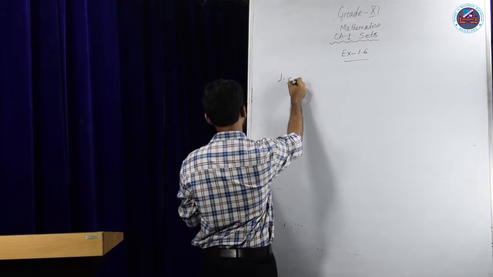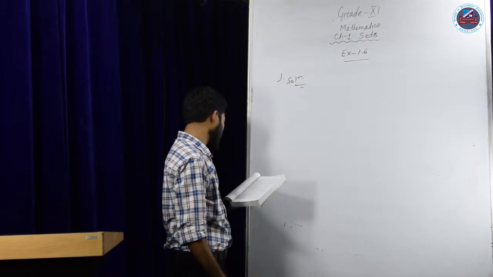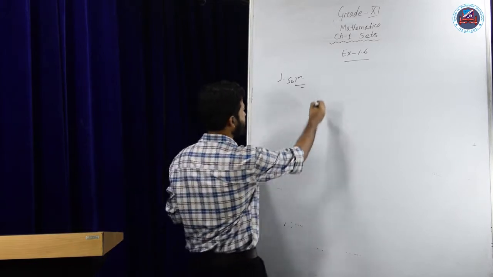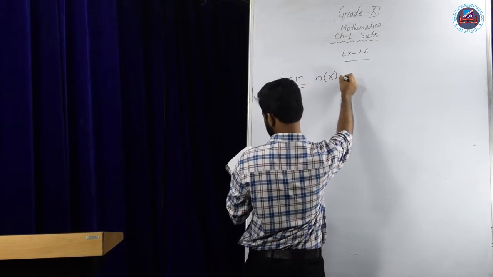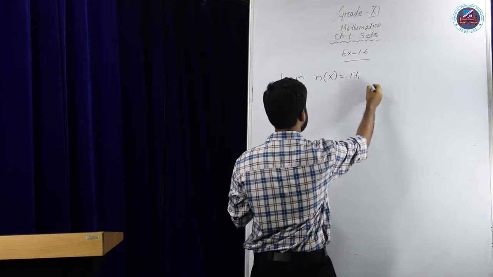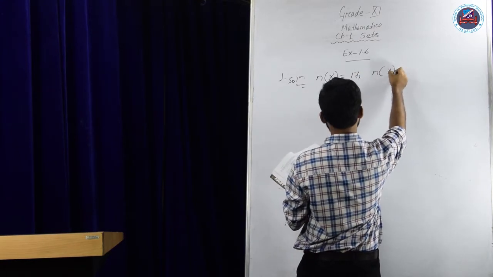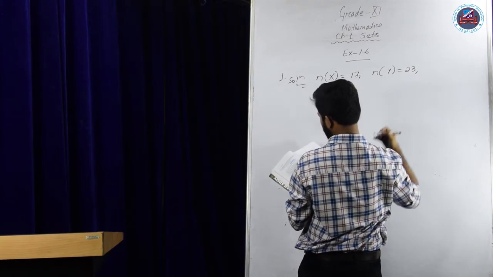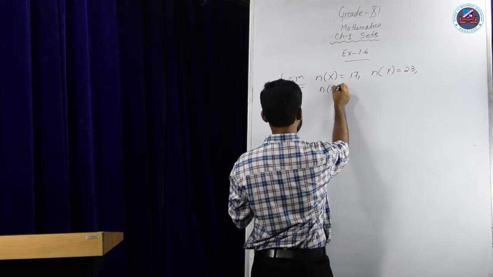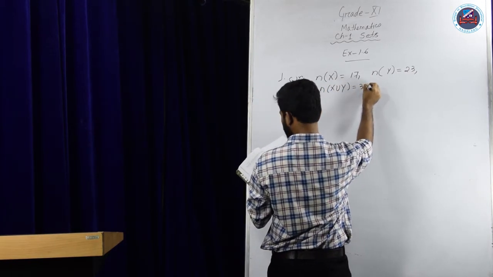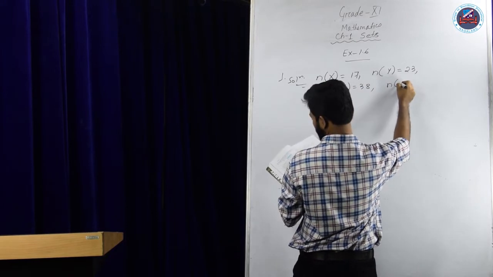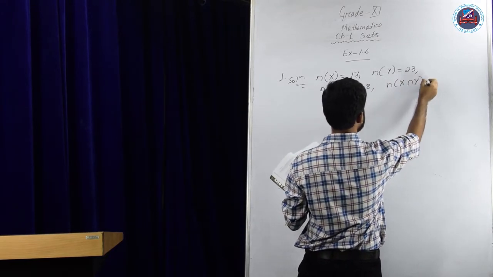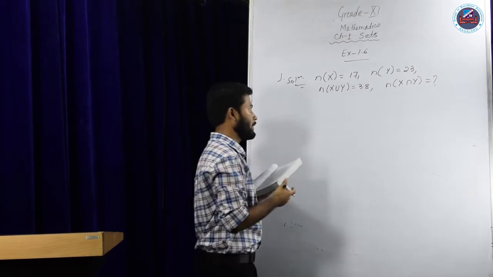Here it is given x and y are two sets such that the number of elements of x is 17, the number of elements of the set y is 23, and the number of elements of x union y is 38. So we need to find n of x intersection y. We need to find the intersection.